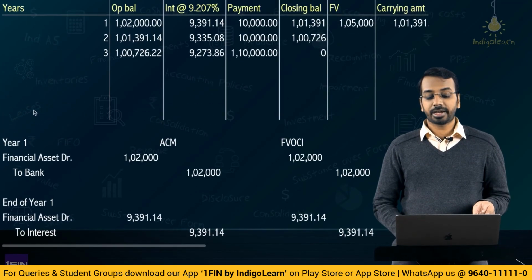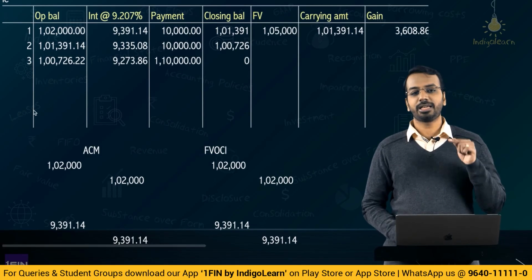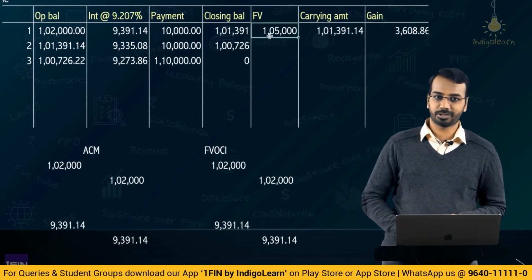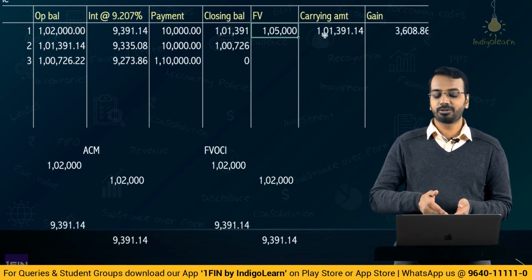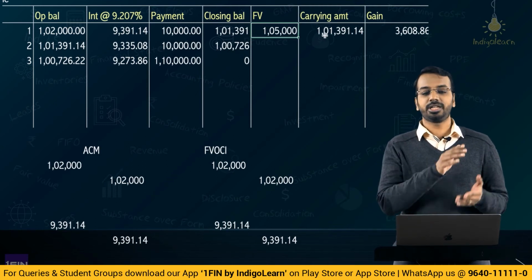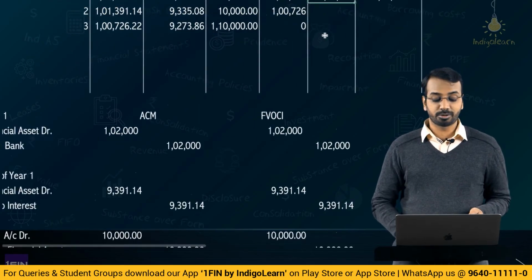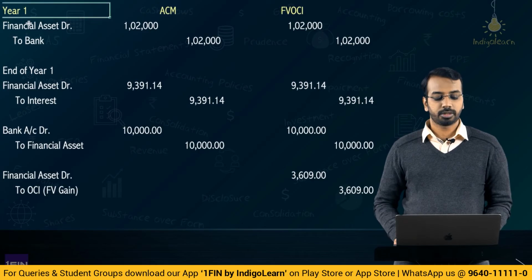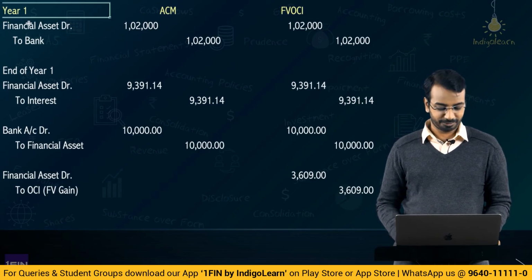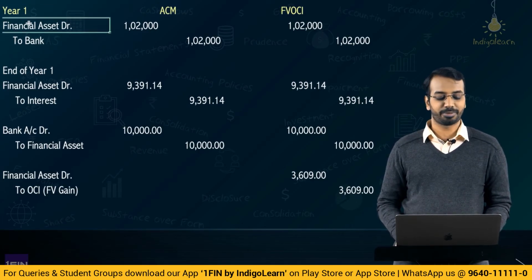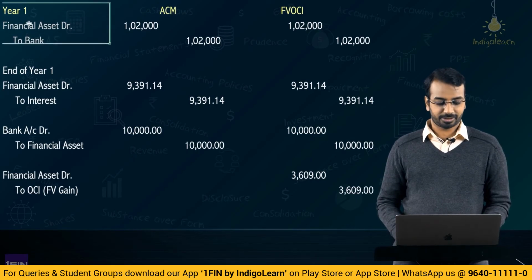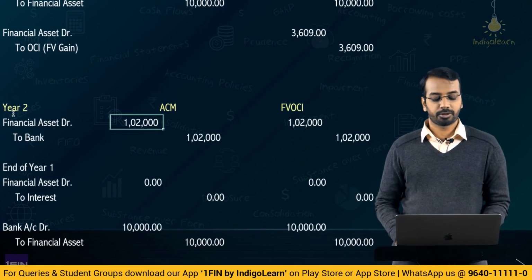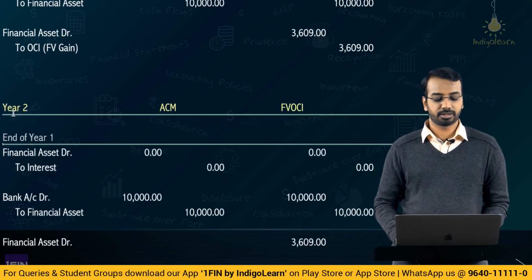Now, after you account for the gain, what will be the carrying amount? Under FVOCI method, your carrying amount will be 1,05,000, because from 1,01,391 you have added the gain and you will reach 1,05,000. That is the first year. Now come to second year. This is year 1. Now come to year 2. Let me just copy these entries. I have the luxury. If you get question in the exams, you have to write, repeat and write. Okay, so I'll just copy this. Now for year 2, what will happen? For year 2, this initial recognition entry will not be there, so you can just remove it.